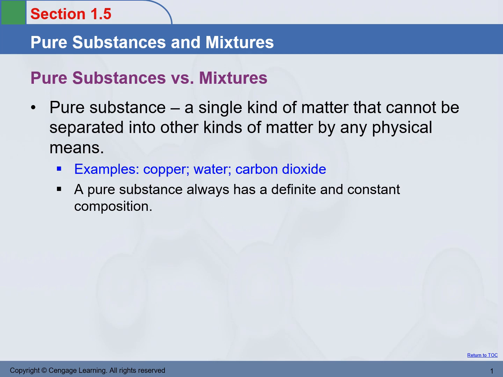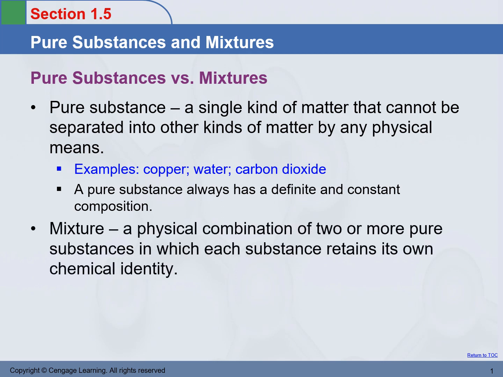A pure substance always has a definite and constant composition. For example, water. Regardless of where you get a water sample from, the composition is always the same.